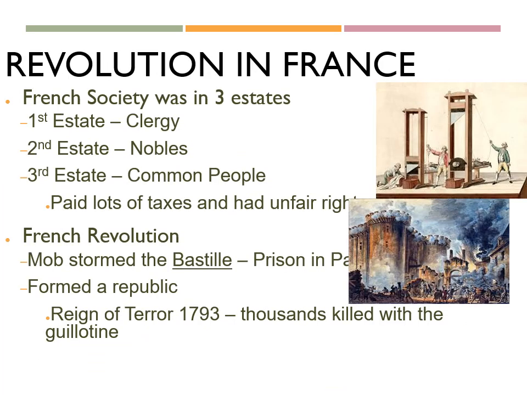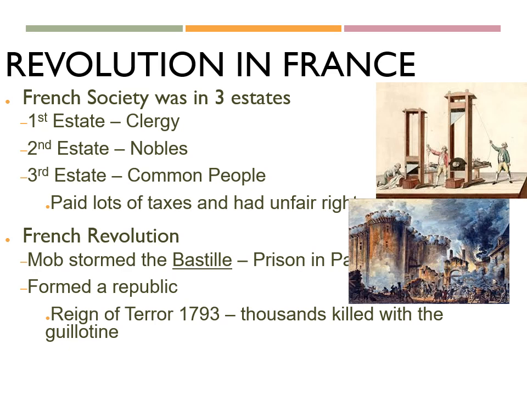Okay, the French Revolution was also happening at this time, another very bloody revolution. The French society was set up in three different groups called the Three Estates. The first estate was the clergy. Clergy are religious people, so the people that are part of the church were the top estate. They had the most power, basically.